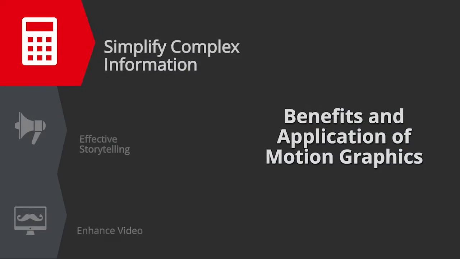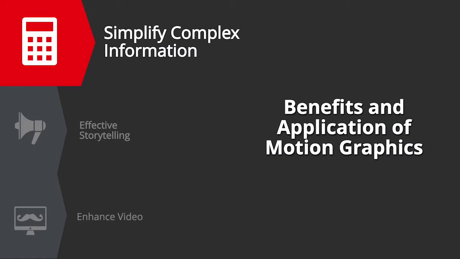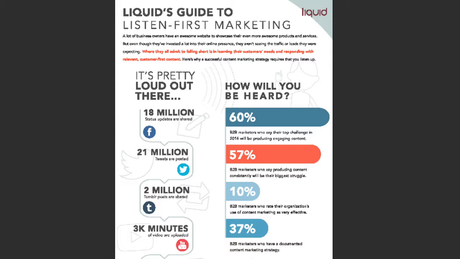So I'm going to give you 3 of the key significant benefits of using motion graphics and how to apply them. So first up is simplifying complex information. Motion graphics makes it possible to present a large amount of complex information in a package that is simple, easily consumable, and engaging. So, for example, an infographic does a great job at this.